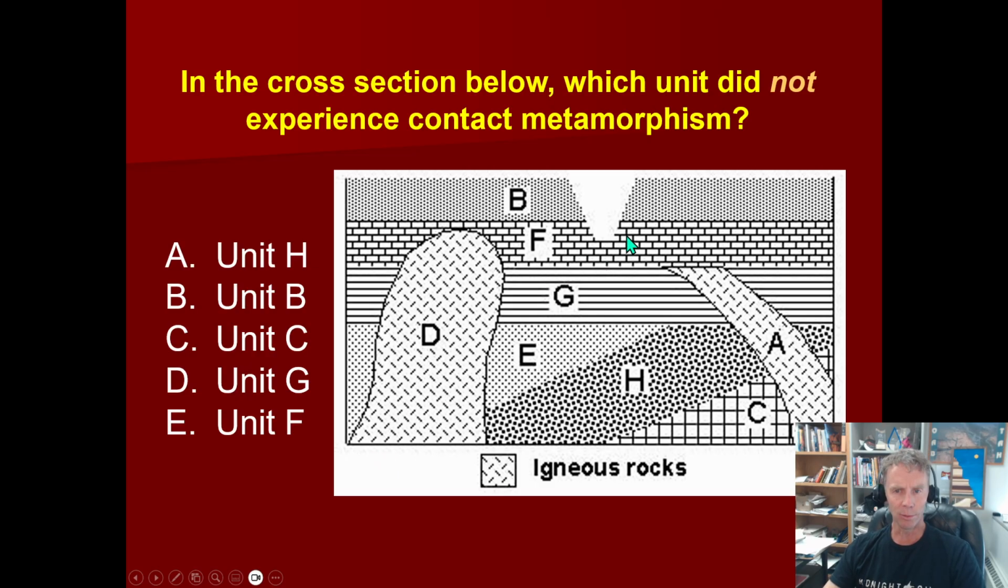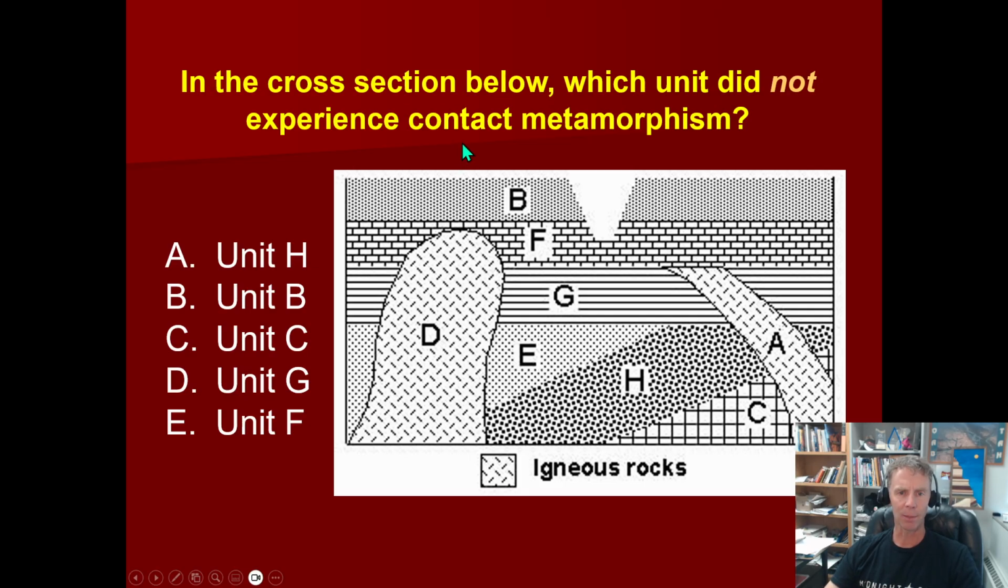So here's a cross section, and let me explain the cross section. This is a slice through the Earth. Rock units A and D are igneous rocks, but all the other rocks, C, H, E, G, F, B, let's say that those are all sedimentary rocks: sandstones, limestones, mudstones, things like that. So the question is, in this cross section, which unit of those listed did not experience contact metamorphism? So go ahead and pause the video if you need some time. Study the cross section, take a look at it, and then we'll go to the big reveal.